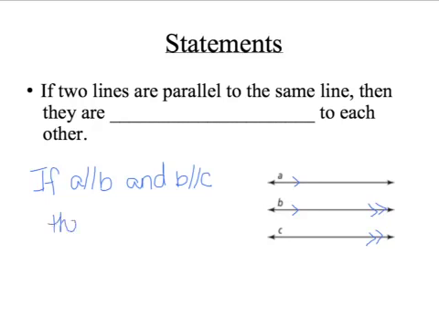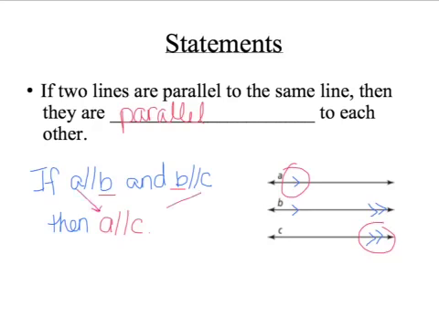Then what do you think we know about A and C? Well, obviously, A and C have to be parallel to each other. And it sounds like the transitive property, and that's what it's using. So if we have two lines, and they're parallel to the same line, like A is parallel to B and B is parallel to C, then we can link A and C together because they would be parallel.